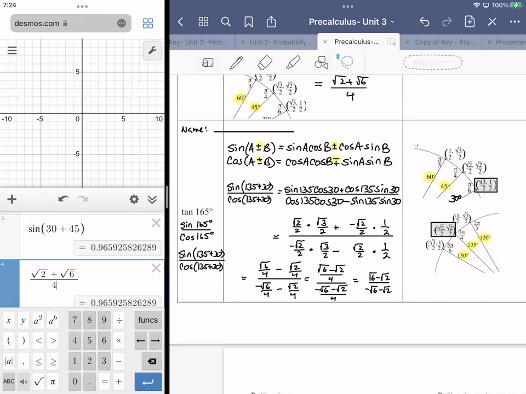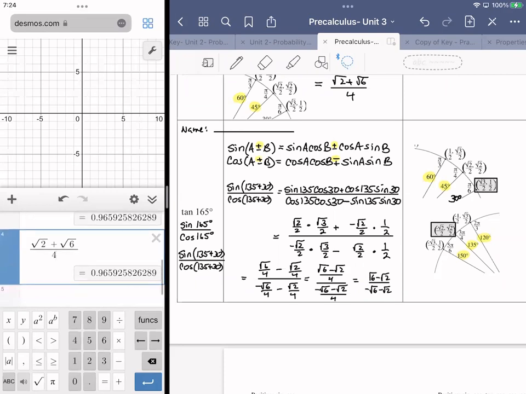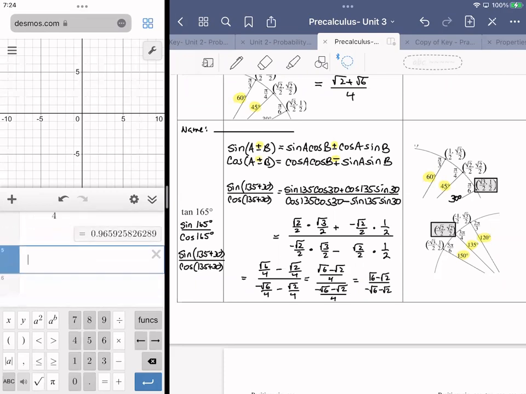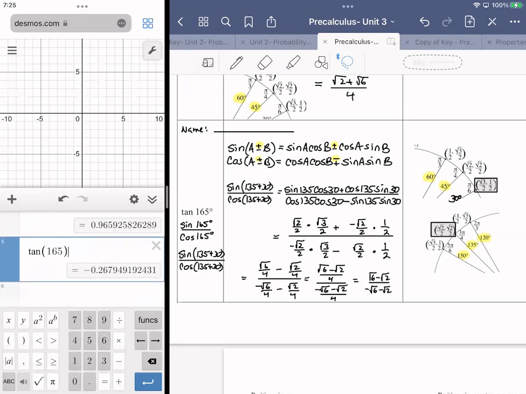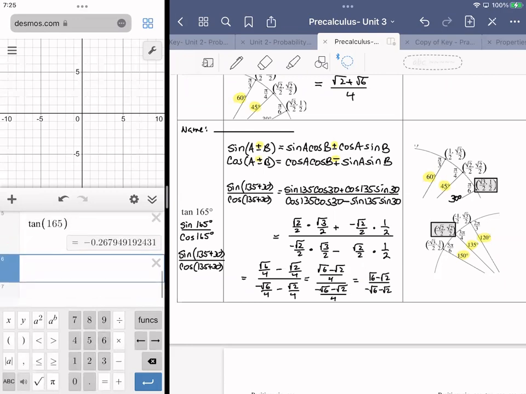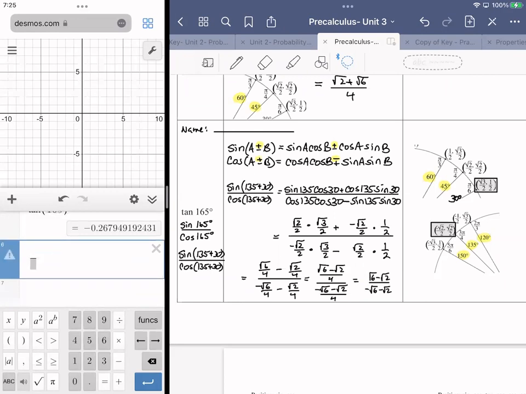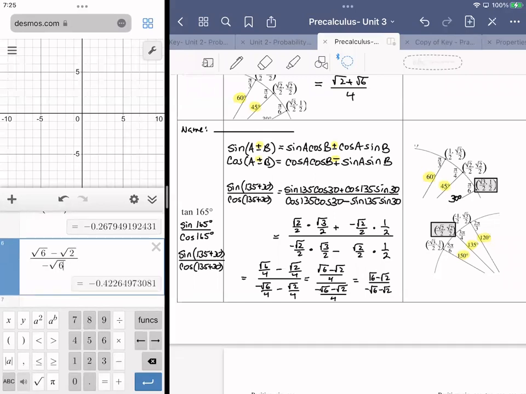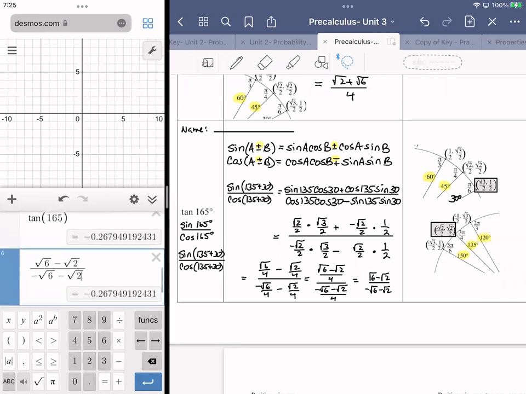And again, just like I said before, the whole dentist chair analogy, you wouldn't do all this work and not check your answer. So tangent of 165 is that funky looking decimal. Let's see if this funky looking fraction gives the same funky looking decimal. Same funky looking decimal.